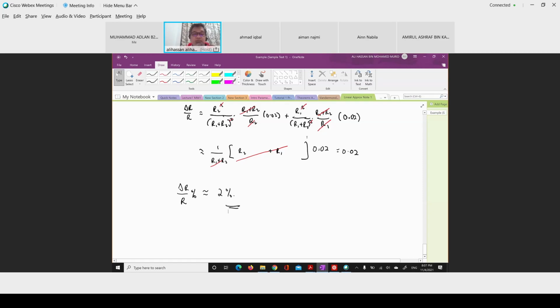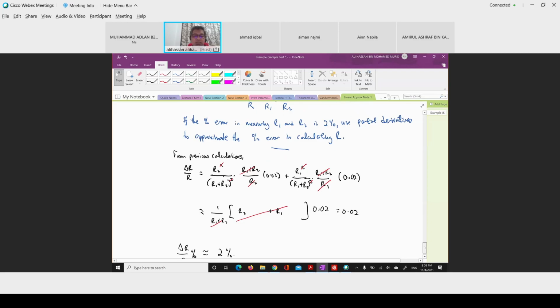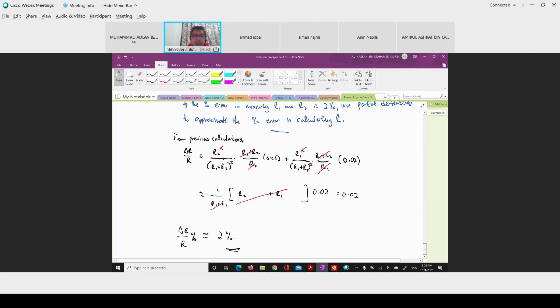Because the percentage error for measuring R1 and R2 is 0.02, we can factor out 0.02, and then we have more cancellation. This R1 and R1 plus R2. So in this case, there is no need for the information R1 and R2. Whatever the values of R1 and R2, they amount to the same percentage error here, 2%. That's all.